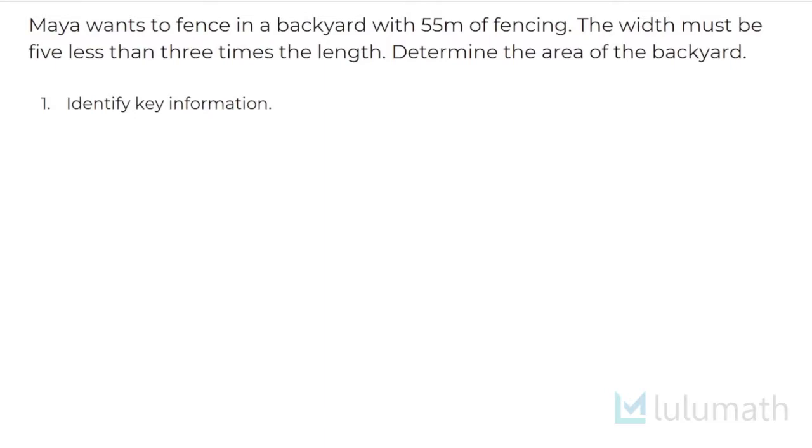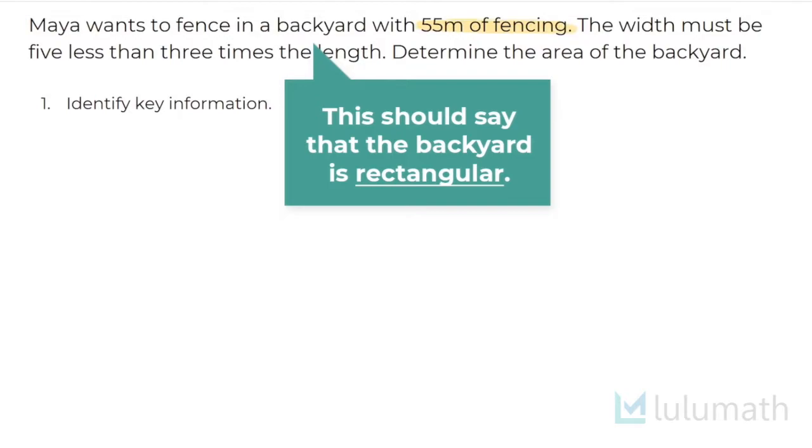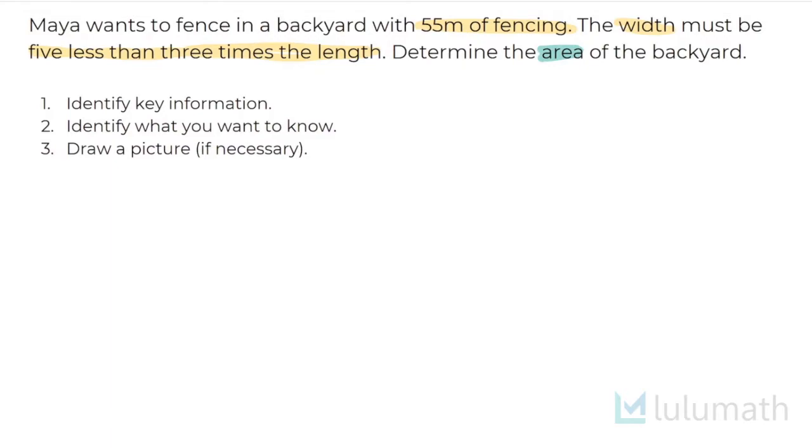It tells us that Maya wants to fence in a backyard with 55 meters of fencing, and the width must be 5 less than 3 times the length, and that's really important. So I've identified my key information. Then I'm going to identify what I want to know, and what I want to know is the area of this backyard. Then I would draw a picture if necessary, and this is a perfect example where drawing a picture will really help me properly set up and solve this type of question.